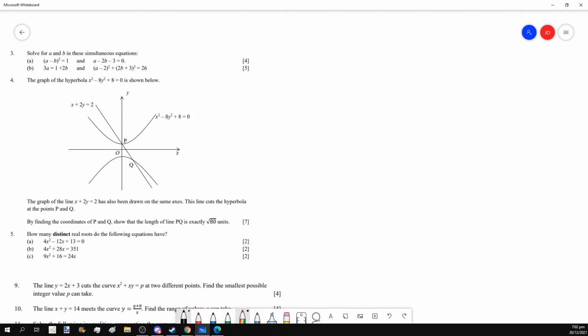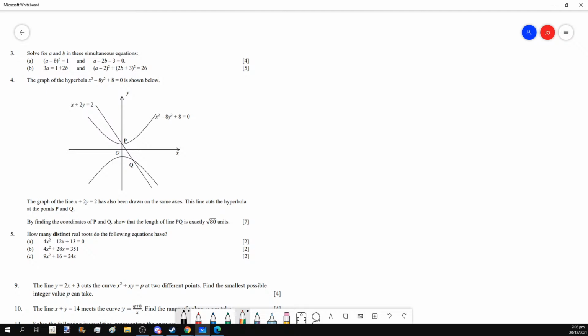Right, now, the next problem is question 5. Question 5 asks how many distinct real roots do the following equations have? Now, distinct just means different in behavior, in appearance, so on and so forth. And real roots in this context simply means the solution to the math problem. The solution to the math problem is the real root to the math problem. These are synonyms. At least these are synonyms at your current level.